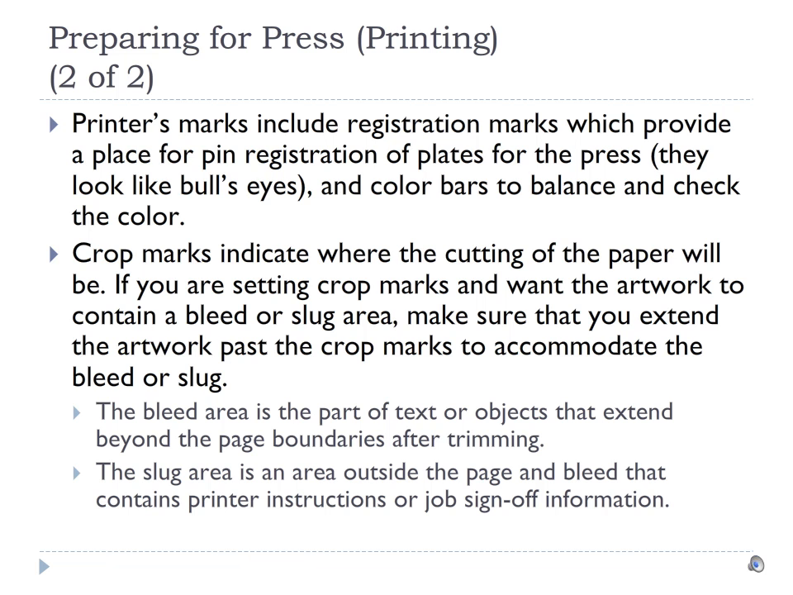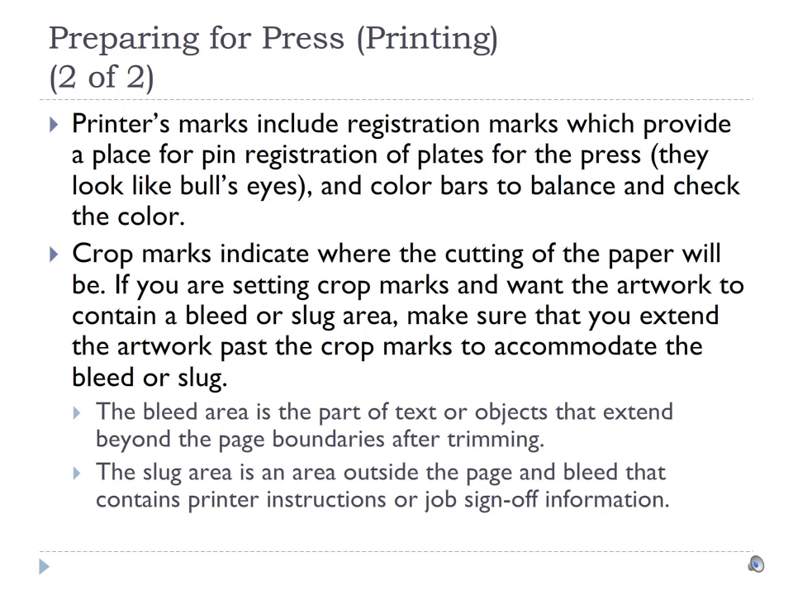Printer marks include registration marks which provide a place for pin registration of plates for the press. They look like bullseyes. The color bars to balance and check the color. Crop marks indicate where the cutting of the paper will be. If you are setting crop marks, you want the artwork to contain a bleed or slug area. Make sure that you extend the artwork past the crop marks to accommodate the bleed or slug.